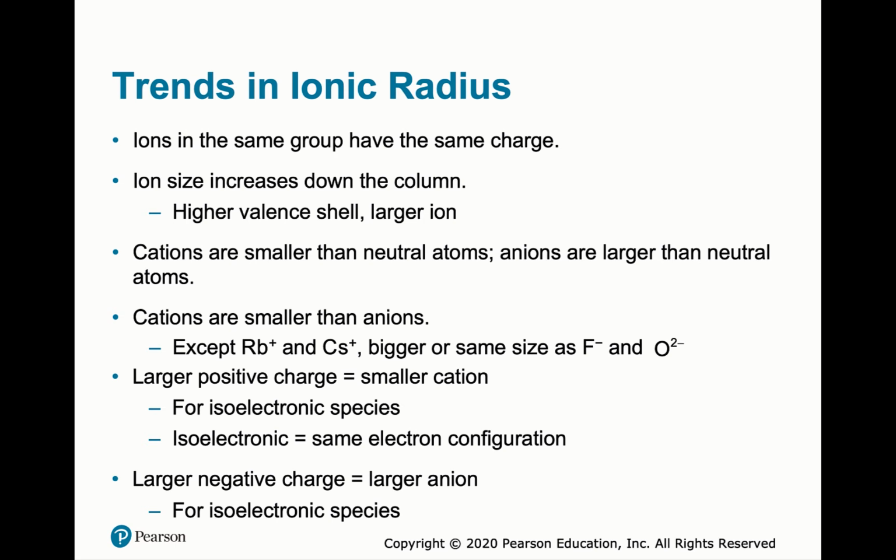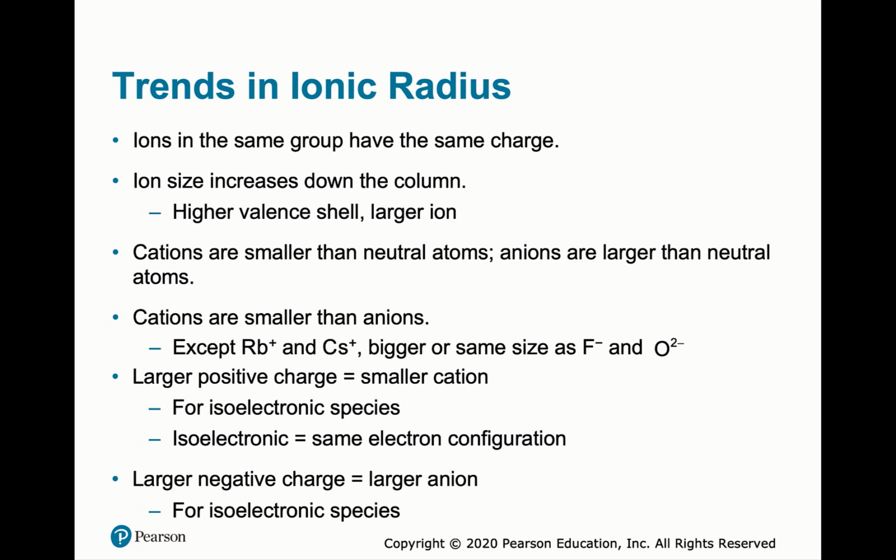The difference is they all have 10 electrons, but oxygen has 8 protons, fluorine has 9 protons, neon has 10, sodium has 11, and magnesium has 12. So for isoelectronic ions, the fewer number of protons means a bigger ion, and the highest number of protons has the smallest ion. So that's what we mean by isoelectronic.